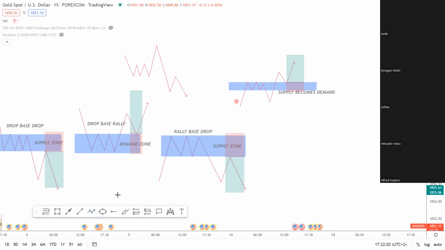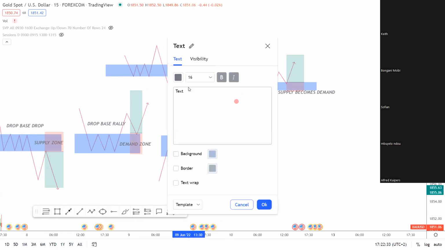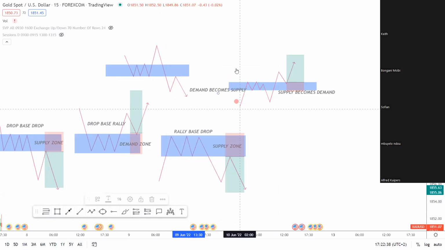So in this case, as you see, drop base rally forms a demand zone. We would most likely enter a buy here, but the price breaks out. So we are going to wait to enter a sell, as the zone is now acting as a supply. So in this case, demand becomes supply. This is that simple, guys.